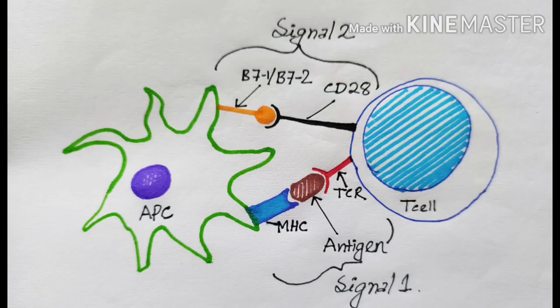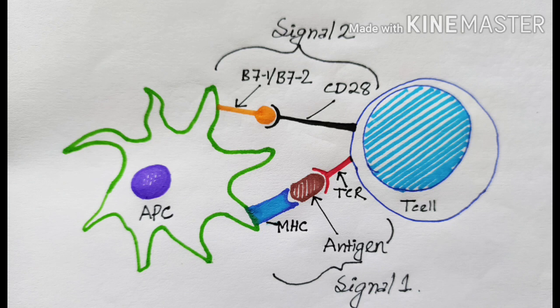Similarly, in case of T cell activation, the first part is binding of the TCR to the MHC bound antigen on the antigen presenting cell, and this is shown in this picture as signal 1. The next part in the activation of the T cell is co-stimulation. That means there is binding of the CD28 molecule to the B7-1 or B7-2 molecule on the antigen presenting cell, and it is shown in this picture as signal 2, and it is another most important part.